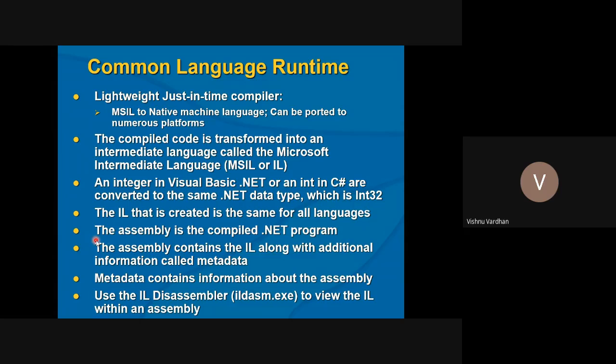Okay, then the assembly is the compiled .NET program. Actually, what is the assembly? Assembly is the IL plus metadata. This is the compiled product of your .NET program. The assembly contains the IL plus information. We have already discussed this, and the metadata contains the information about the assembly. How many classes are there? What are they? Their definitions, their data types. Everything is informed in the format of metadata.